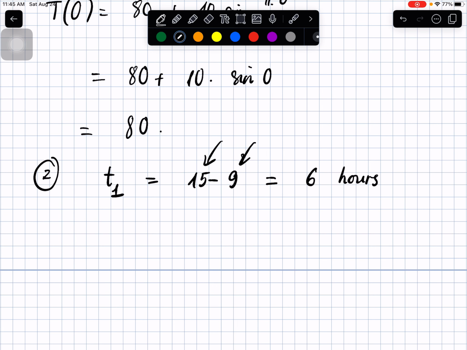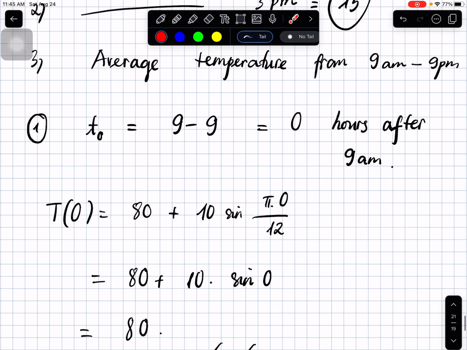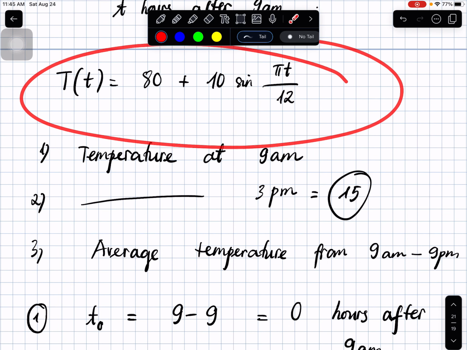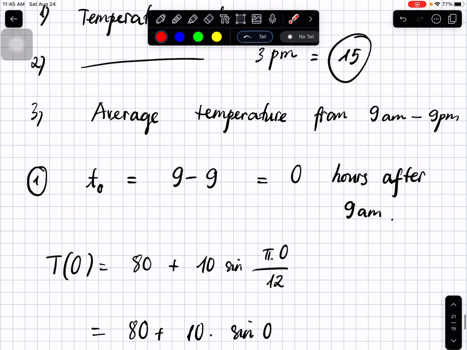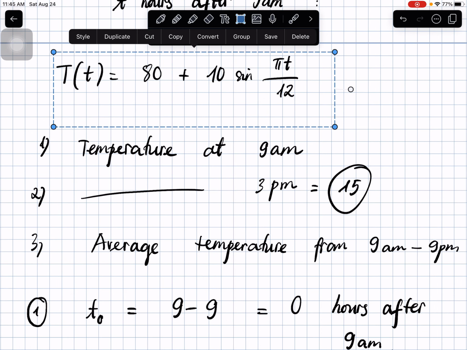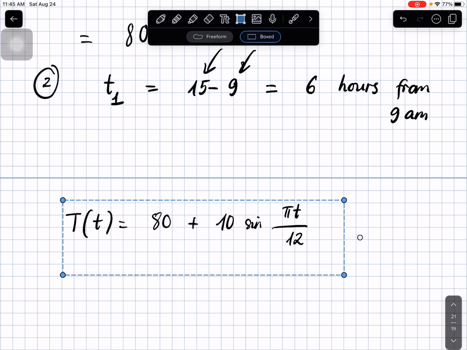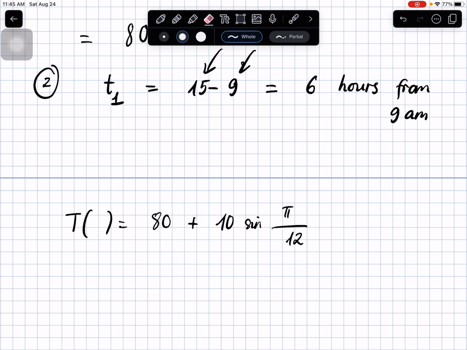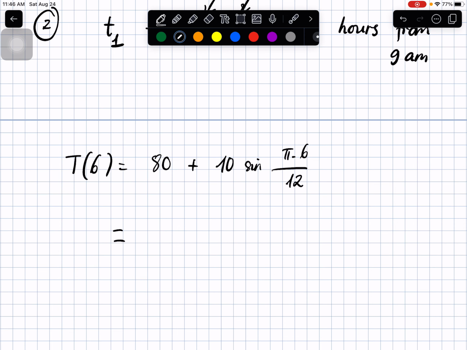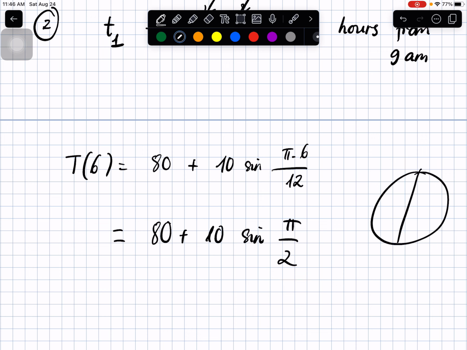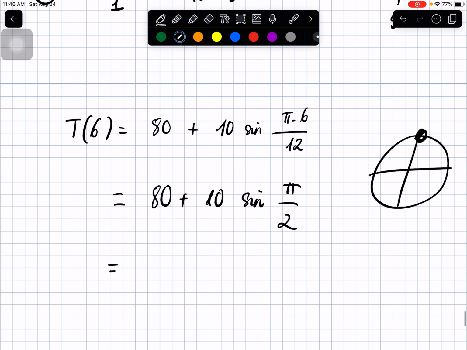Therefore, we just plug into this formula for T1 equal to 6. So for T1 equal to 6, this is 6 and 6 pi. So what is this? 80 plus 10 sine of pi over 2, right? Pi over 2 is here, and sine of pi over 2 is 1. Plus 10 times 1, so it's 90 degrees. And we are done with the second part.